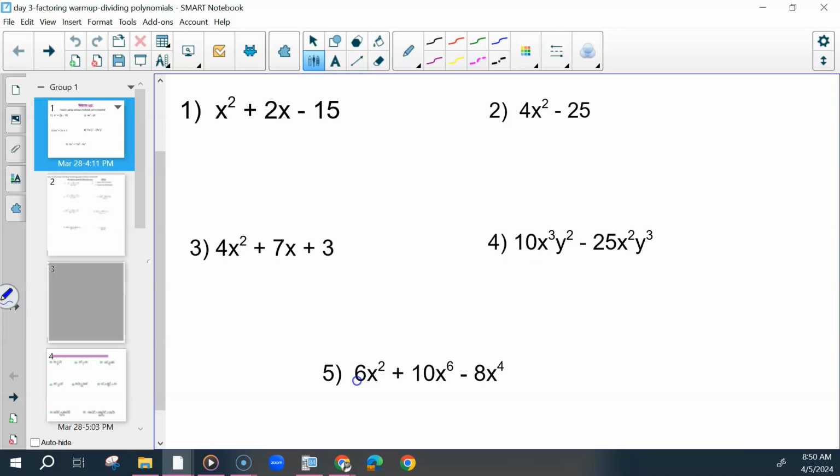But this one also has a GCF. This could be any amount of terms. What would the GCF of this be? 5. What else? 5x2, y2. And when we divide that out, what's left? 2x. 5. So that's your GCF.